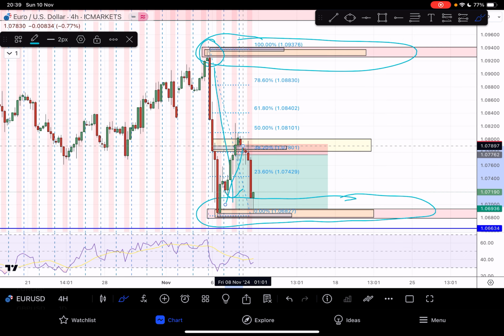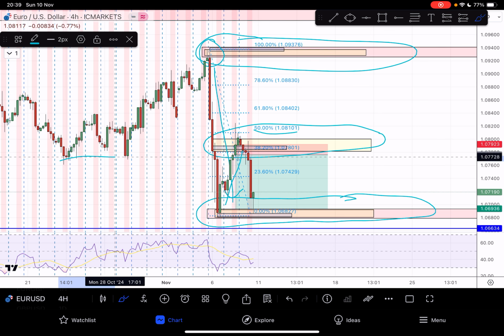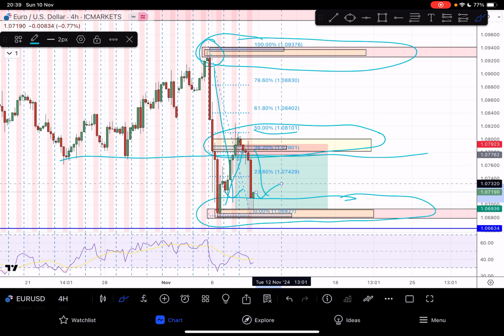Price then retraced, went to this level here, which is a Fibonacci 50%. Also, you can see, looking at the left, the history, there's already a resistance region here. Price rejected it and went back down again to the daily and H4 support.